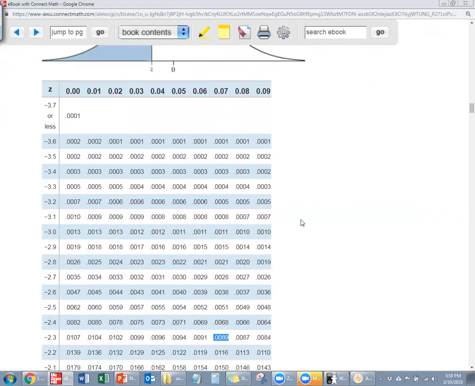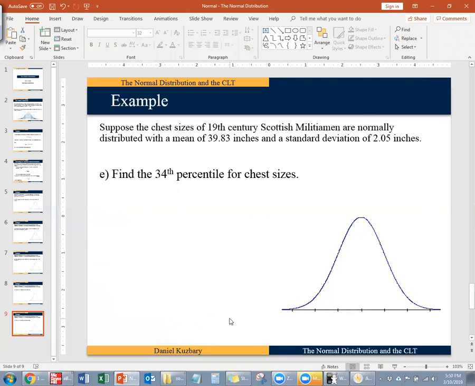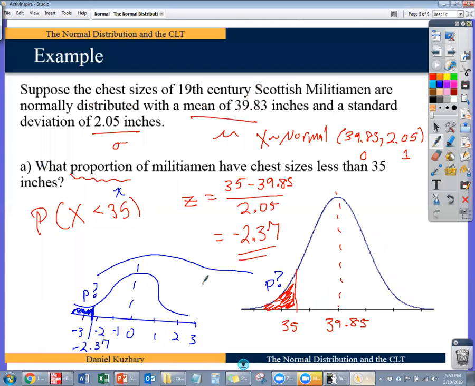0.0089. So I'm finding these probabilities the same way. So what I'm saying is the probability that x is less than 35 is also the probability that z is less than negative 2.37, which is 0.0089.